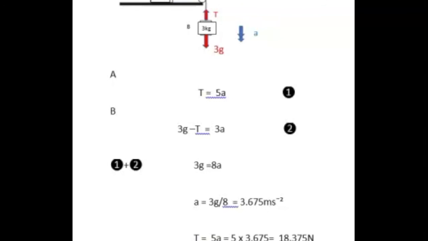If we then substitute into equation 1, which is T equals 5a, we get the tension is 18.375 newtons. This was the same tension as we got when the objects were the other way round. Interesting.